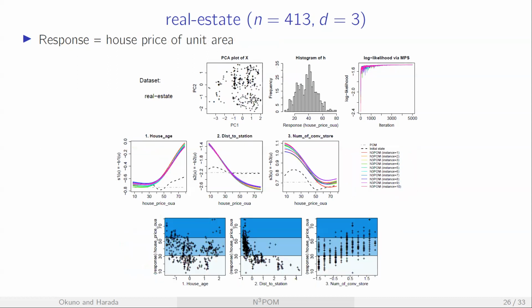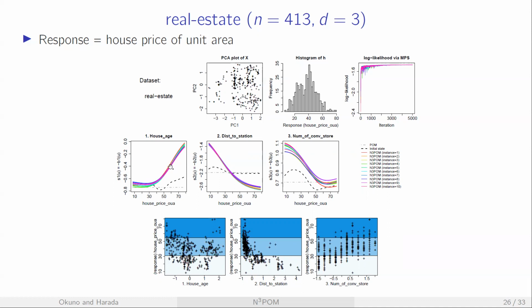Okay, and I also show the results of one more dataset called the real SF dataset. In this dataset, there are three covariates called house age, distance to station, and the number of convenience stores. The response is a kind of house price of unit area. Okay, then please look at the first figure, this one.